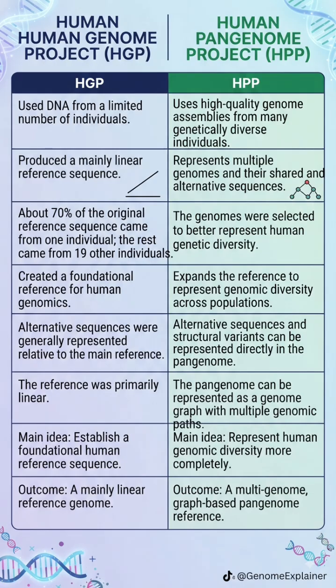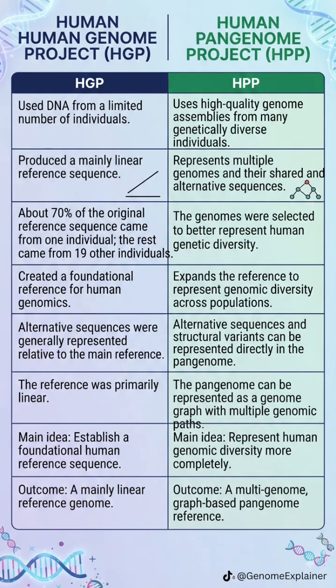The Human Pangenome Project takes a fundamentally different approach. Instead of collapsing genomic information into one main sequence, it builds high-quality genome assemblies from many genetically diverse individuals and represents their shared and alternative sequences together. The first major release included 47 phased diploid assemblies representing 94 haploids.